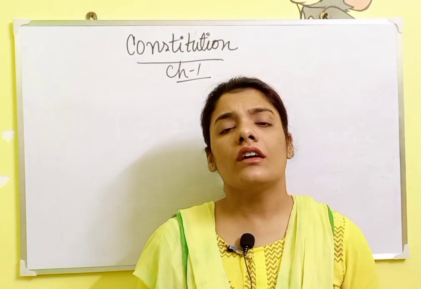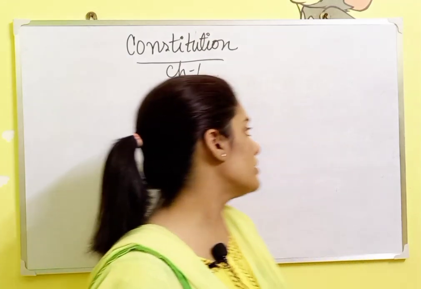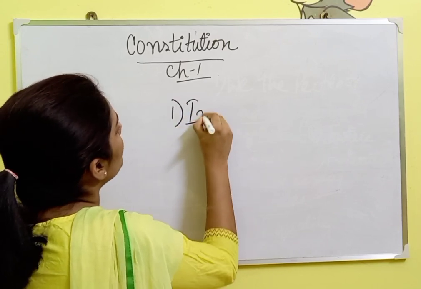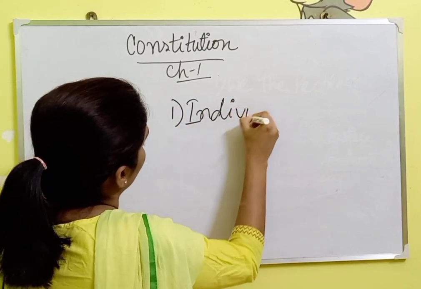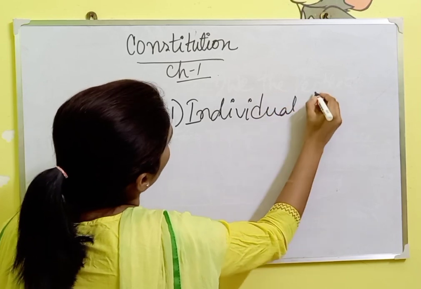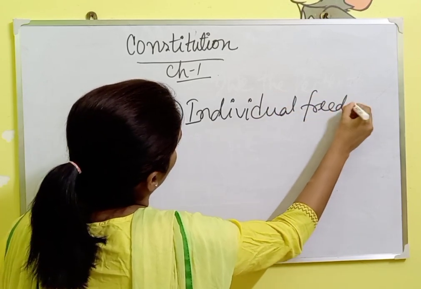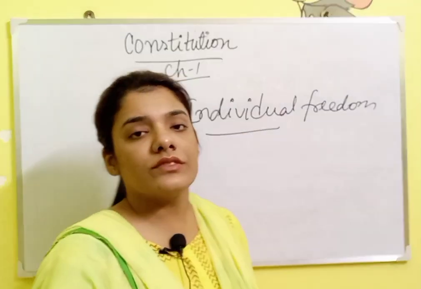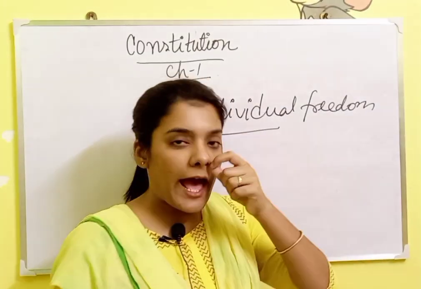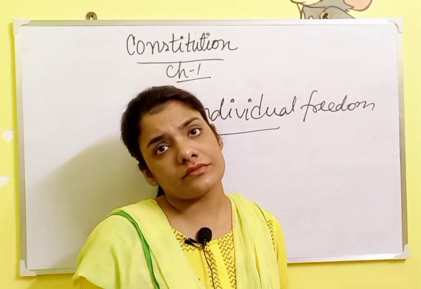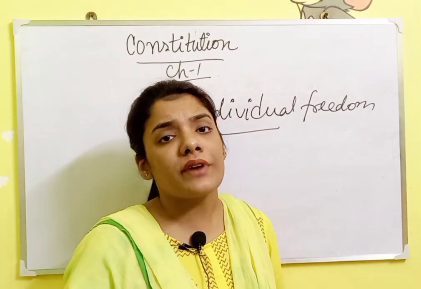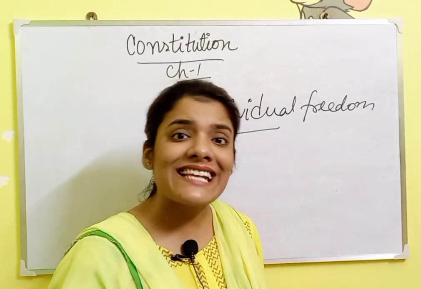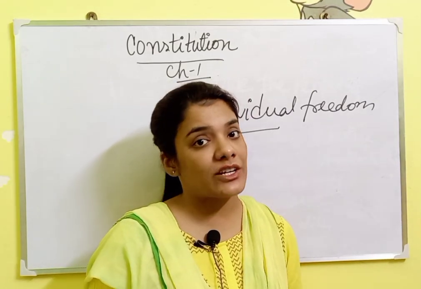Now, first among the core provisions is individual freedom. This was the first core provision of the Indian Constitution. Actually, students, earlier the Indians were deprived of their individual freedom when the Vernacular Press Act was passed and when the Rowlatt Act was passed.